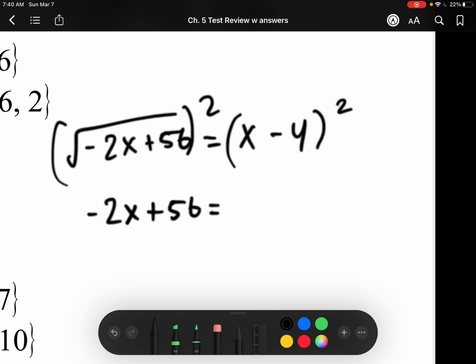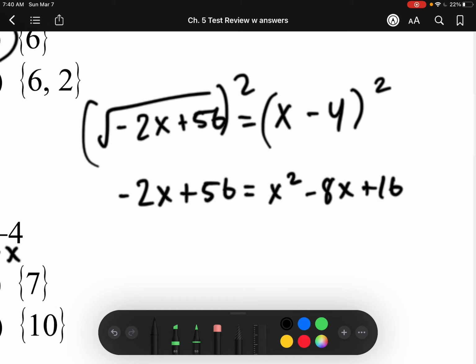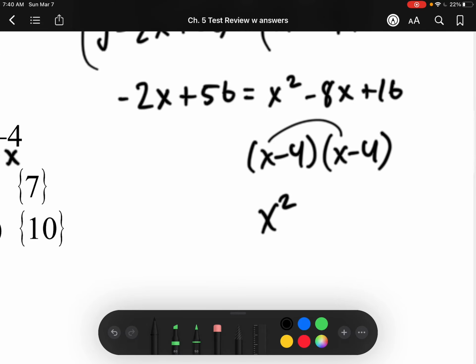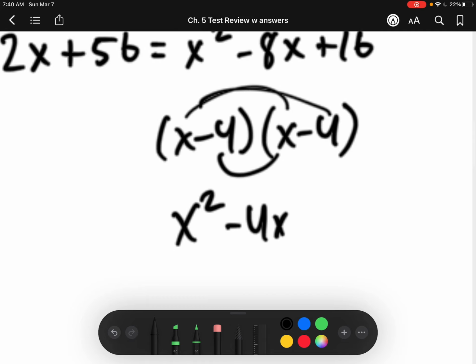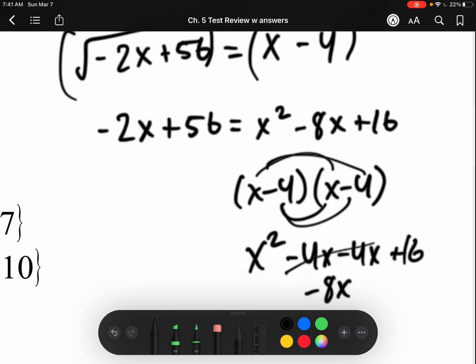And then I have x minus 4 squared, which is going to be x squared minus 8x plus 16, right? I can do this in my head, but you would have to write this as x minus 4 times x minus 4. Distribute x, you get x squared. X times negative 4 is negative 4x. Negative 4 times x is negative 4x. And then negative 4 times negative 4 is plus 16, right? So these add up to negative 8x. So I got x squared minus 8x plus 16.